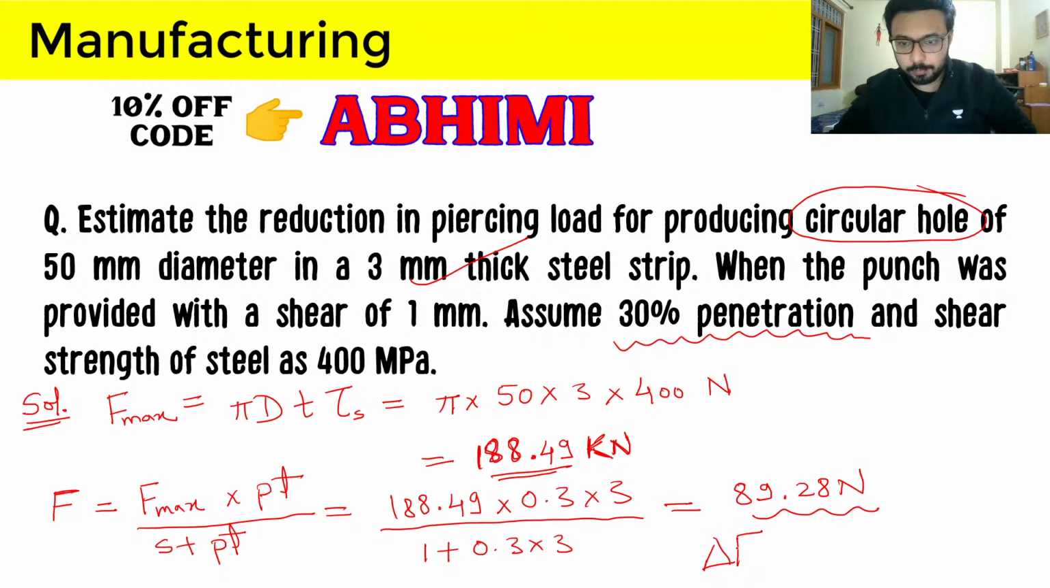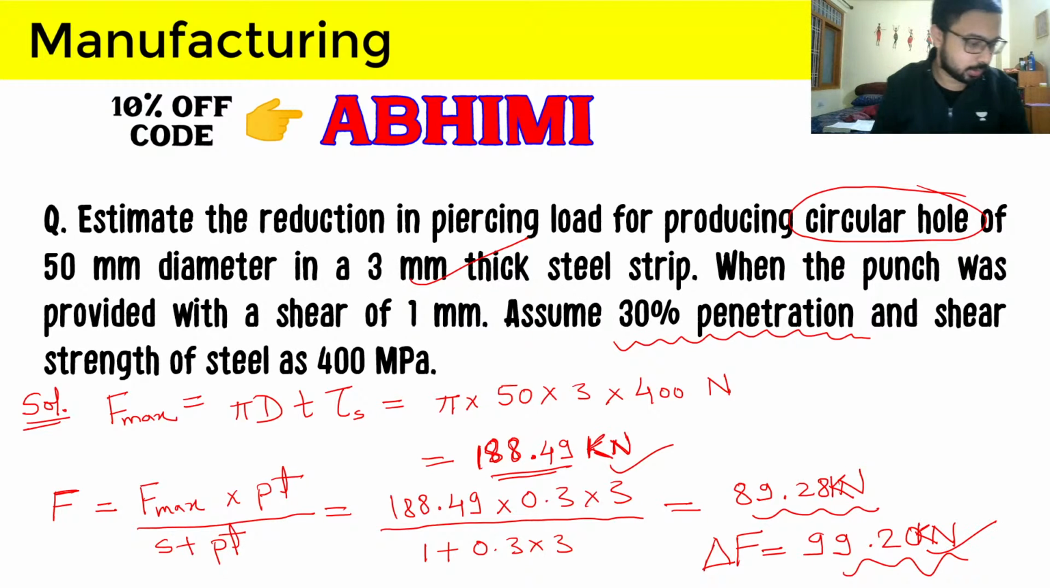So what will be the reduction? Delta F, that is the change or the reduction, will be the maximum force minus the force that we are getting due to this shear which is provided. So our answer here will become 99.20 newtons. Not Newton, we should say it as kilonewton, because this is the unit which we are using to calculate. So it is in kilonewtons.